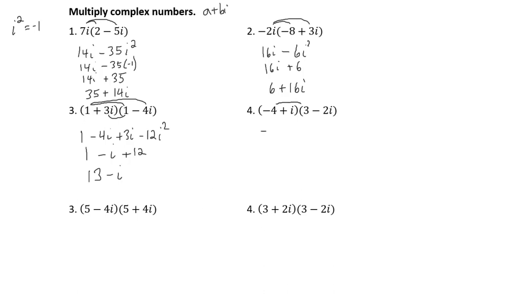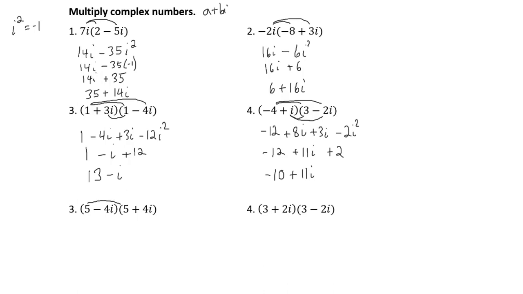Negative 4 times 3, negative 12. Negative 4 times negative 2i, positive 8i. The inside gives you 3i. And the last two terms give you negative 2i squared. So negative 12 plus 11i plus 2, i squared becomes negative 1 times the negative makes it positive. So now we have negative 10 plus 11i.